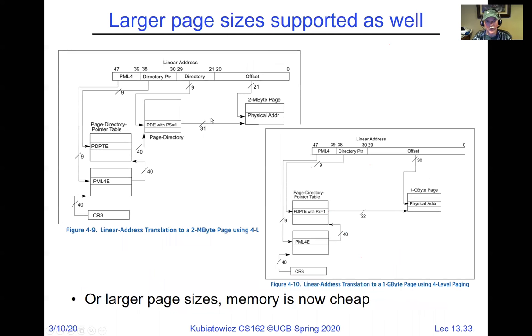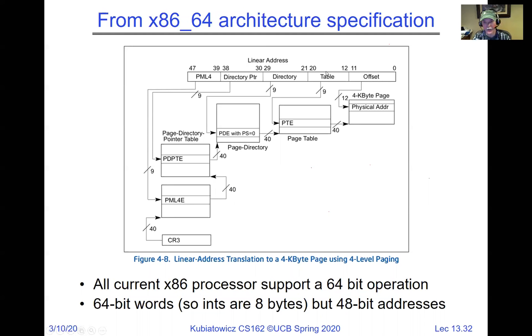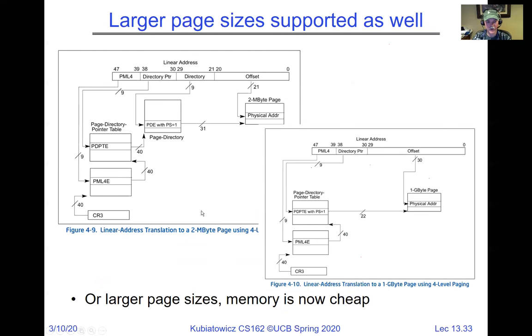But we can also cut off things. So instead of having the table, if we had this directory point directly to a page, then we could have 2 megabyte pages or 1 gigabyte pages. And these options are often used for things like the kernel, where you're not really paging and there isn't a fragmentation problem. They're just a bunch of memory that you want to pin.